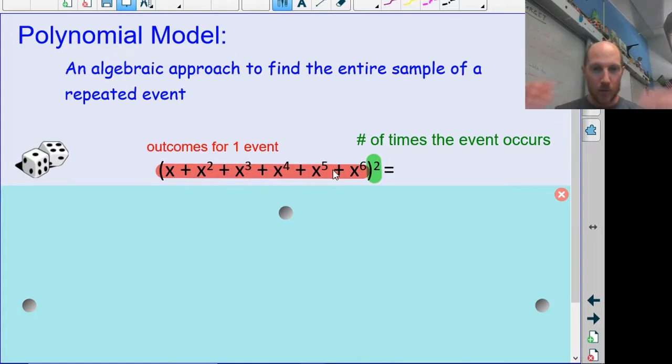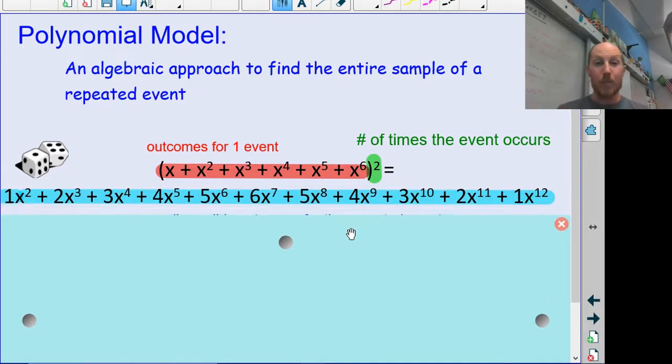But highlighted in red, those are all the outcomes for one event. That's going to go inside the parentheses. So for a normal 6-sided die, we're going to have those 6 different terms, with the exponents representing the different numbers on the die. And then outside the parentheses, we'll raise that to an exponent for however many times we do that event, the number of repetitions or trials. So for 2 dice, it'd be 2.